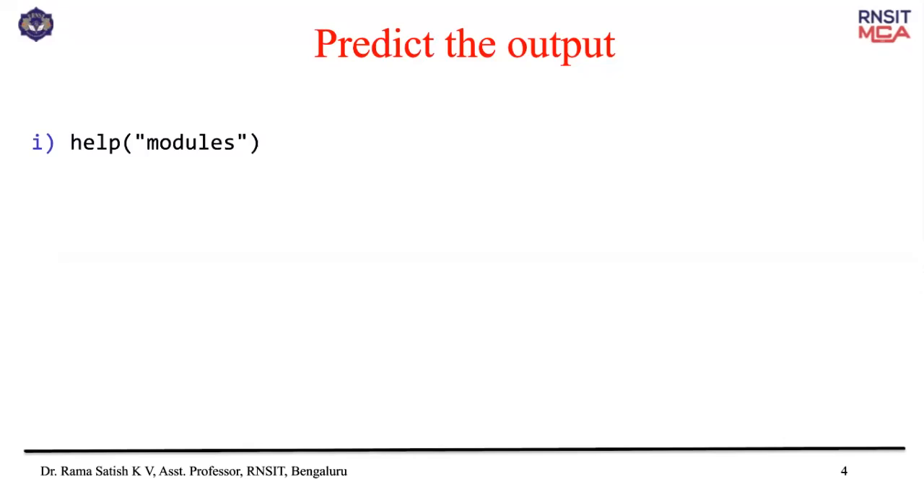When somebody gives this command in the Python shell, help modules, what will this do? I want everybody to answer. Even if it is wrong, even if it is right, no problem. I want everybody to answer. What happens when I issue this command? Help within double quotes modules. What happens?